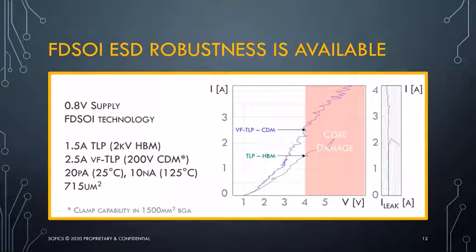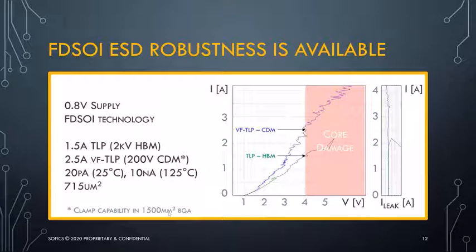FDSOI technology, I add some more data. Here I'm not only showing you the classic TLP curve, which is the green curve here. It represents what the performance would be under a human body model, and also the CDM performance level, the very fast TLP, which is a 5 nanosecond TLP pulse. Performance, 2 kilovolt human body model, 200 volt CDM, basically the clamp capability for CDM in a 1500 square millimeter BGA package.